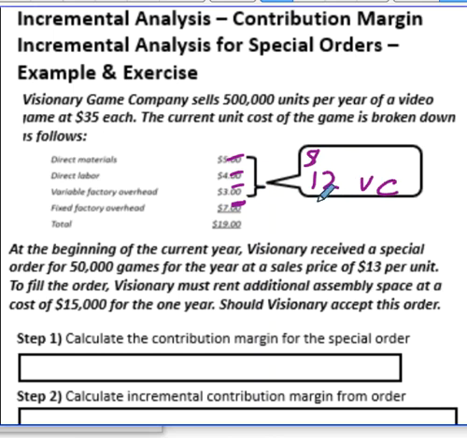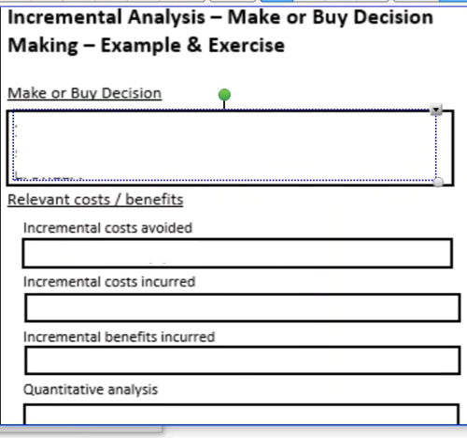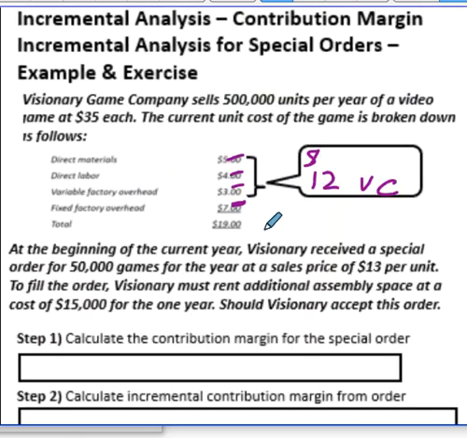So at the beginning of the year, the company receives a special order for 50,000 games at a sales price of $13 each, the exact same data from before. Now, again, in order to fulfill the order, Visionary is going to have to rent additional space. So that's going to be an incremental fixed cost for 1 year. The question is, should Visionary accept that particular order?